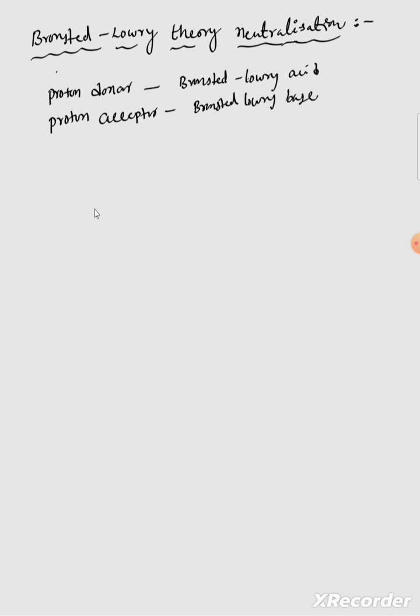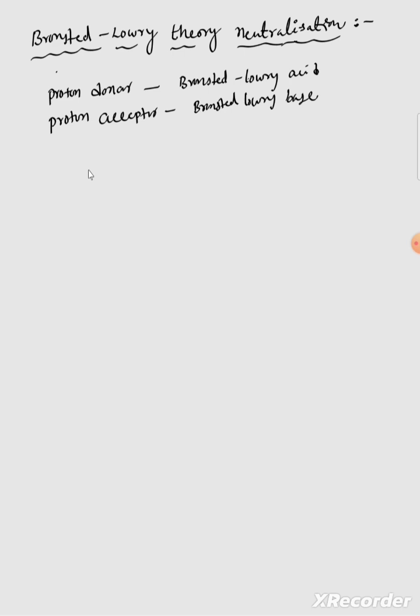From this theory, a proton donor we are calling a Bronsted Lowry acid. A proton acceptor is a Bronsted Lowry base. Here we are seeing what is Bronsted Lowry neutralization.